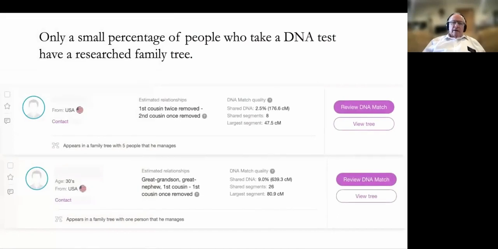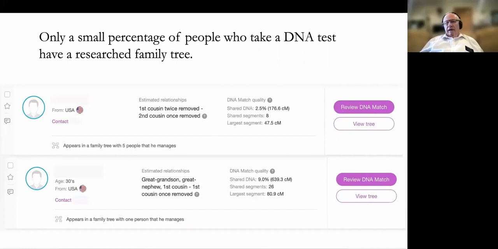So the reality, though, and I think this is not a failure, it's more of a gap and lack of information, is that only a small percentage of the people who take DNA tests have a researched family tree. You can see here a couple of people, and I've blacked out the names. Basically, you can see that this person has a first cousin twice removed, or a second cousin once removed, and he appears in a family tree with only five people.